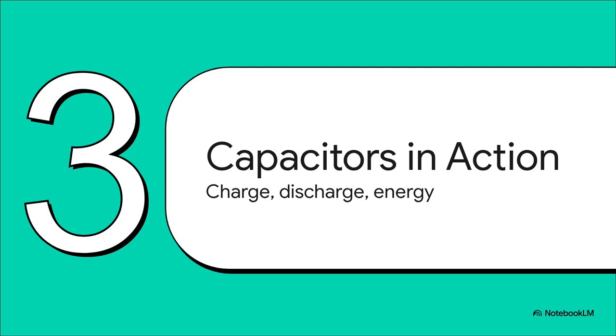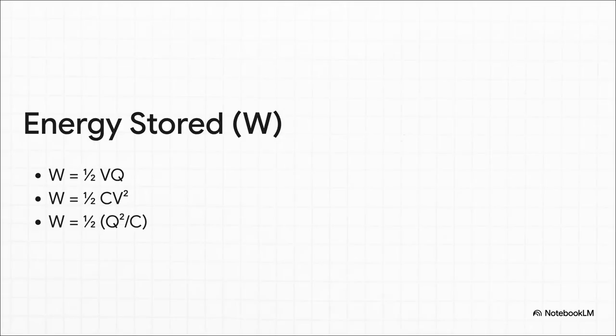All right, so we've defined what a capacitor is. Now let's see what it actually does in a circuit, specifically how it stores and then releases energy. The energy that gets stored in a capacitor, which we label W, can be calculated in 3 different ways, and you can see them all here. The great thing is, all 3 equations are totally equivalent. You just use whichever one is most convenient based on the numbers you have, whether that's voltage and charge, capacitance and voltage, or charge and capacitance.